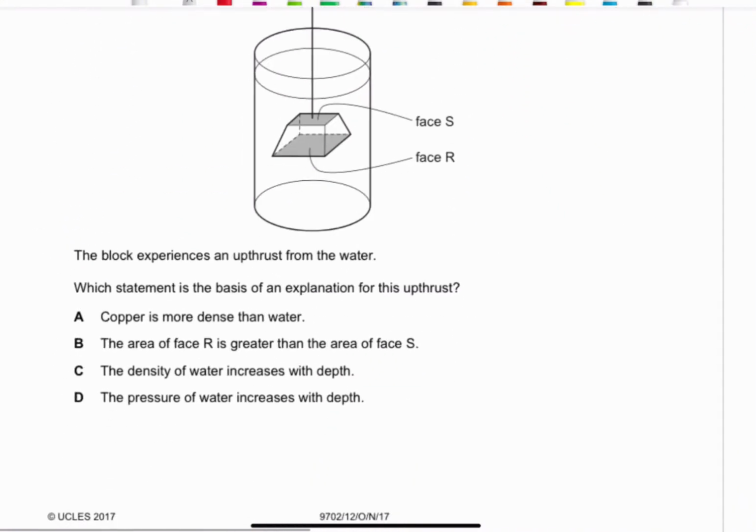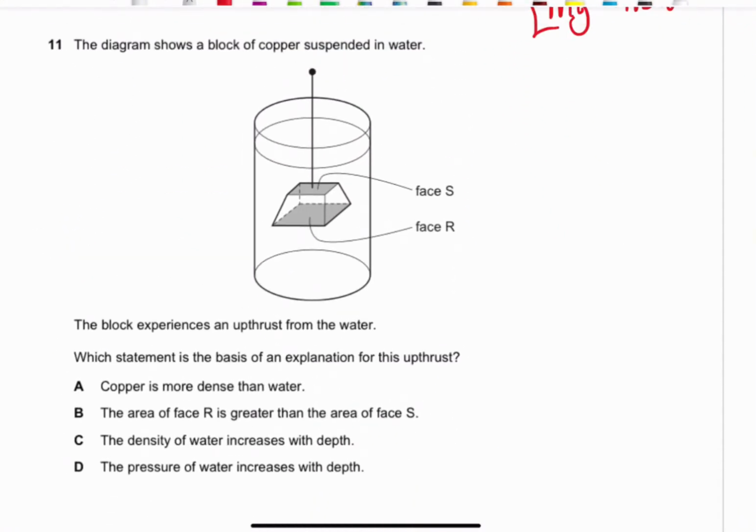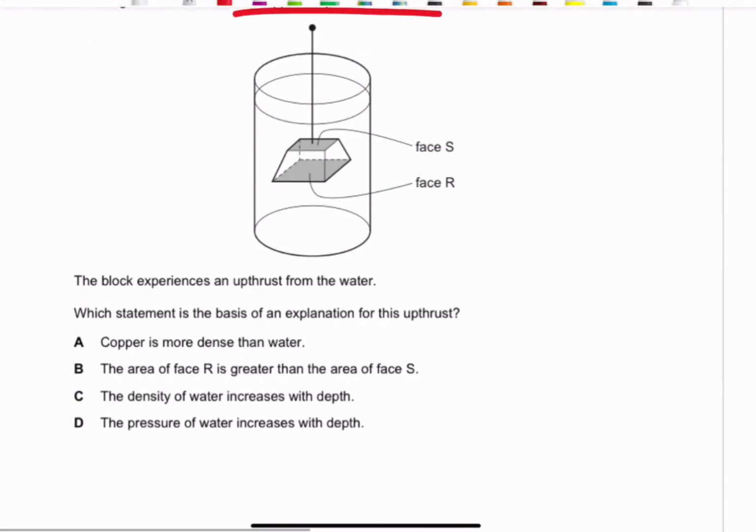Very important. Now in question 11, the diagram shows a block of copper suspended in water. The block experiences an upthrust from the water. So in what direction is the upthrust going to act? The upthrust is going to act upwards, right? Very important. Copper is more dense than water, but that doesn't really explain where upthrust is coming from. It being more dense means that it can sink, but that's not the reason why it's having an upthrust.